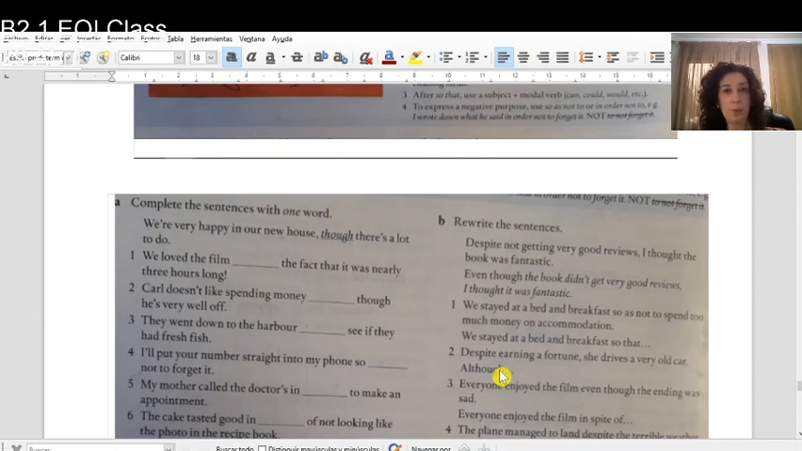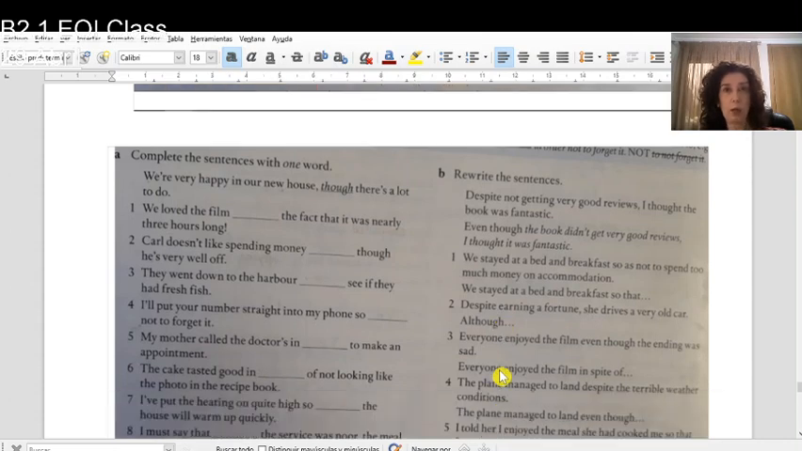Now, for homework, I didn't remember, this Friday is the 1st of May. It's Labor Day. Es el día del trabajador. There won't be class. No habrá clase. So you have to work hard.